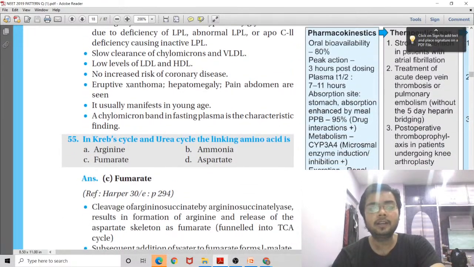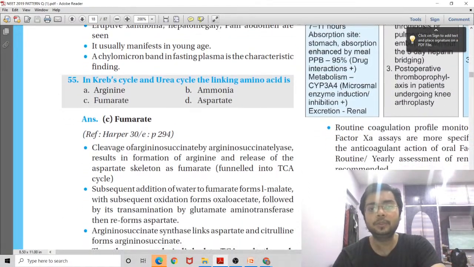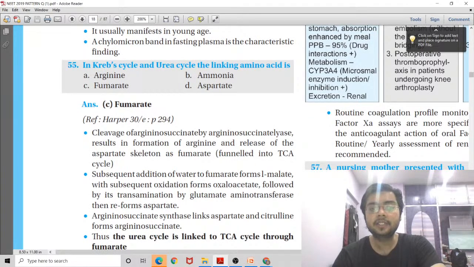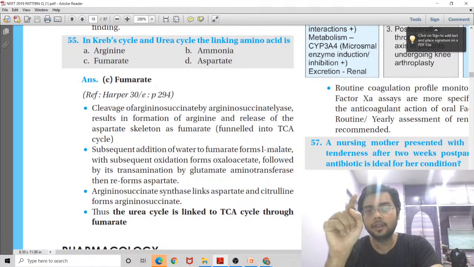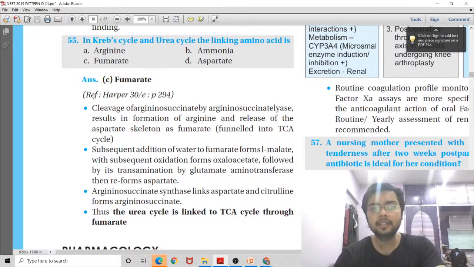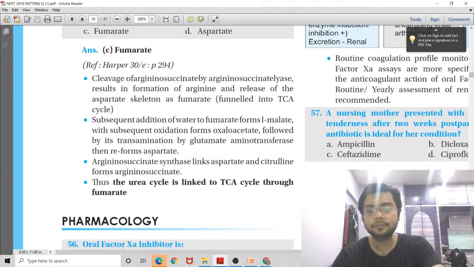Now again a question from the Krebs cycle and urea cycle, which says that in the Krebs and urea cycle the linking amino acid is, sorry, the linking compound is fumarate. So the urea cycle is linked to the TCA cycle through fumarate. If you remember the cycles, these two are linked through fumarate.